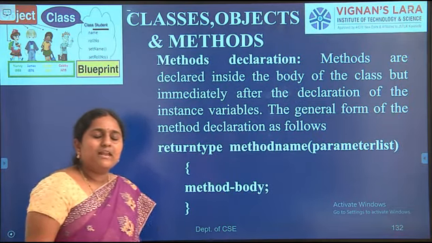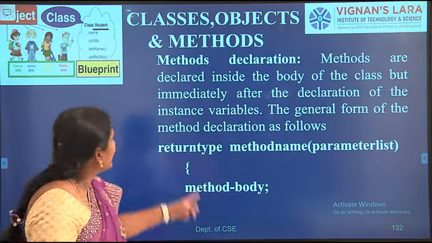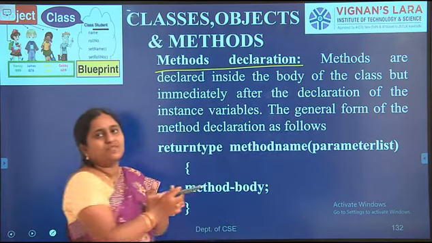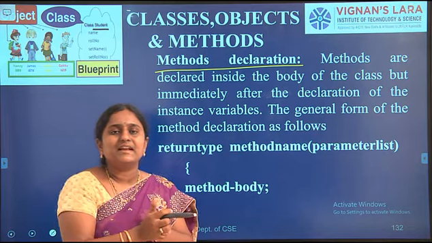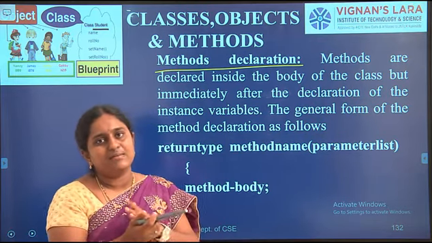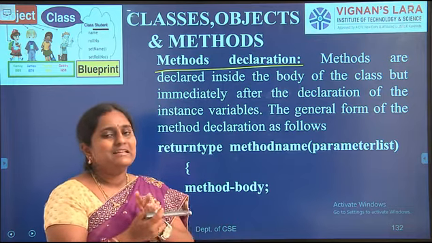Okay, so variable declaration is completed. Next one, method declarations. Methods are declared inside the body of the class. After variable declarations, we want to define methods. Those methods we can call as instance methods.